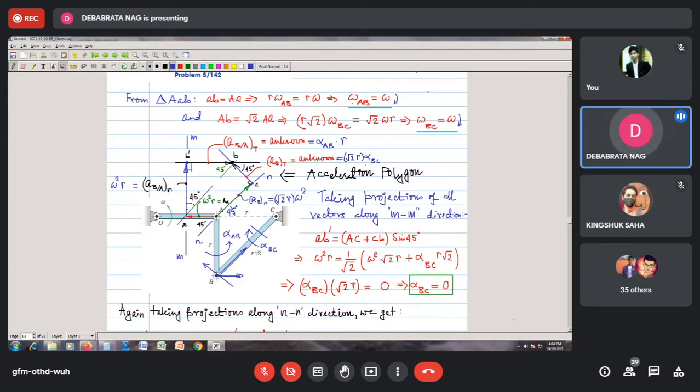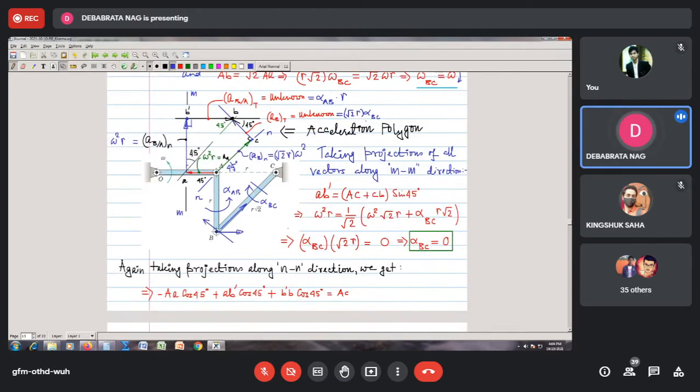So what I do, therefore, I find here that I can write: if you take the projection of all the vectors along this, suppose I call this way plus, this way plus, this way plus, this green arrow direction plus, then this vector will be having a negative component, this vector will be having a positive component, this vector will be having a positive component, and this vector will not have any component whatsoever.